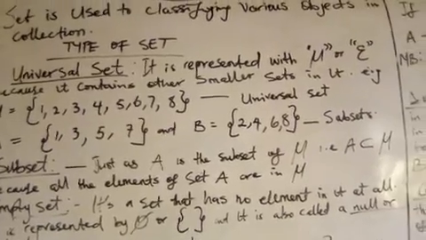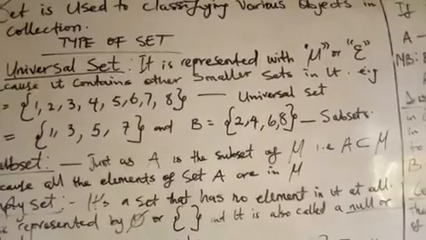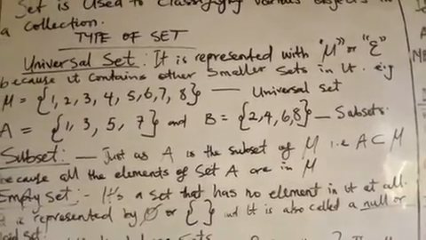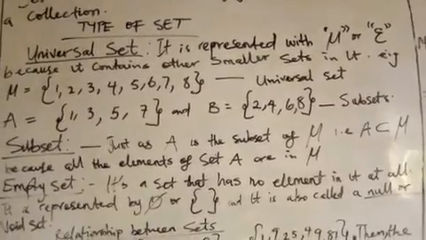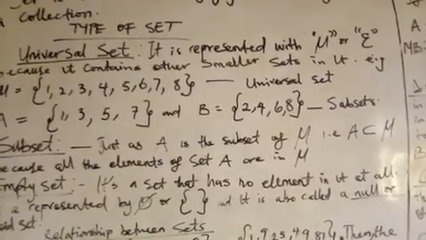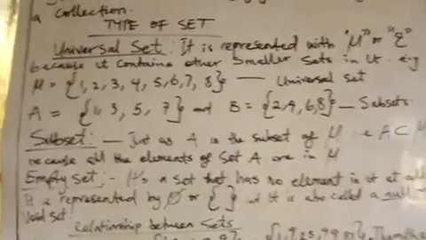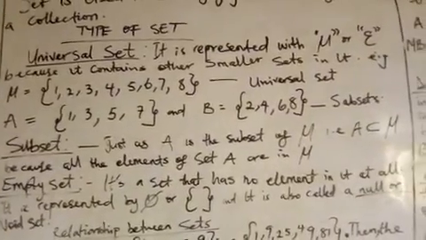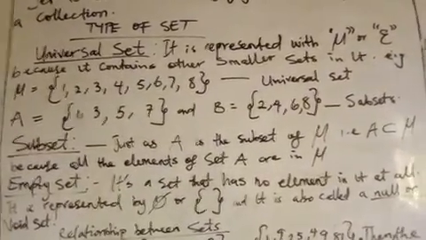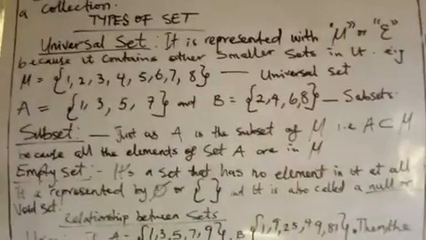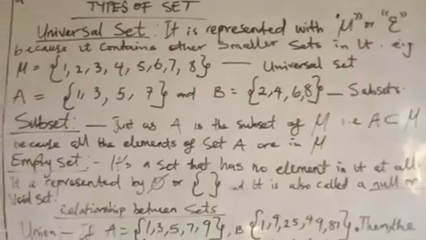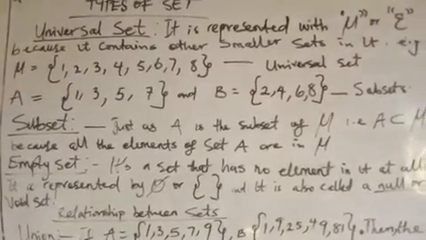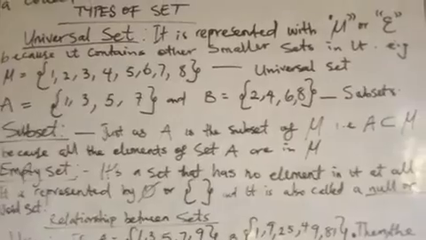So set is basically the classifying of various objects in a collection, and from there you're able to know the interaction, the relationship between those materials. So we have different types of set. We have universal set. We have subset. We have empty set. So let's talk about the universal set.